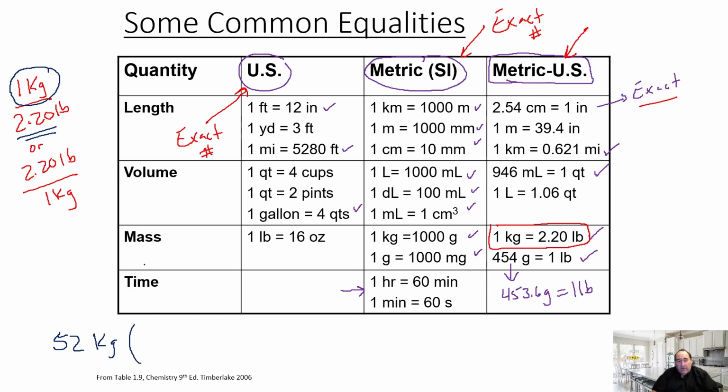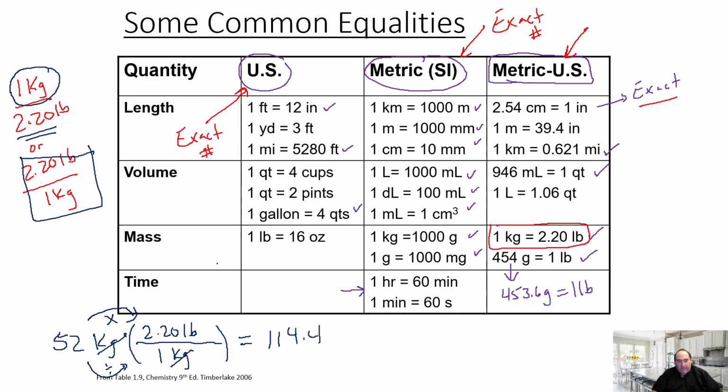So if we did, say, 52 kilograms, and we want to know how many pounds that would be, we have kilograms up on top. We would want to use this as a conversion factor. 2.20 pounds is 1 kilogram. Kilograms would cancel. Once again, we're going to multiply what's on top. We're going to divide by what's on the bottom there. And we would take 52 times 2.2. That's going to give us 114.4 pounds on our calculator.